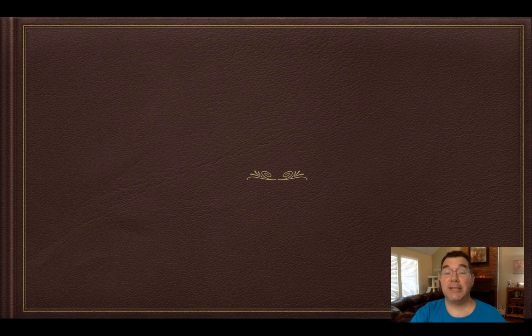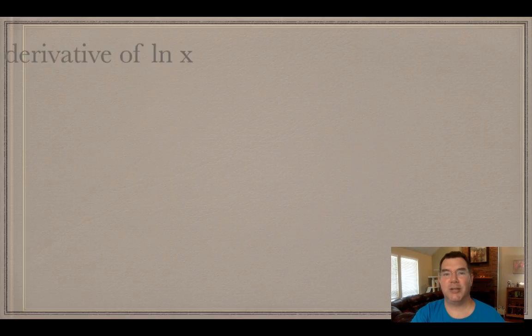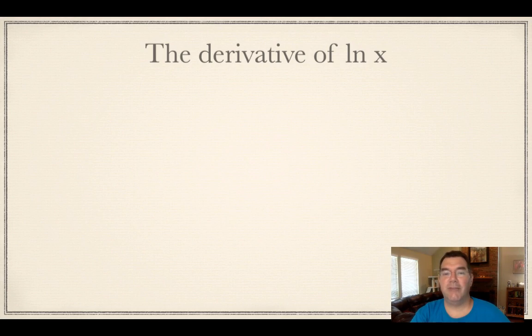Hello again. We are continuing our discussion of derivatives of very specific functions, and today I'm going to talk about the derivative of the inverse of the exponential function, which is the logarithmic function ln x. Some people say "ln x," some people say "natural log of x." I'll try and use both equally, but the derivative of that function is 1 over x, and I will prove that on the next slide.